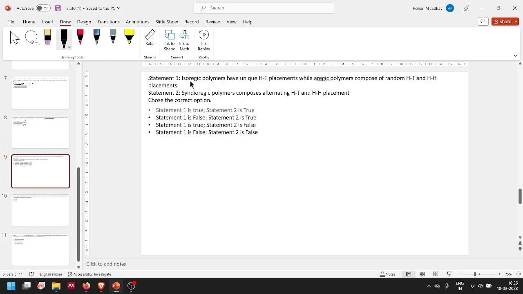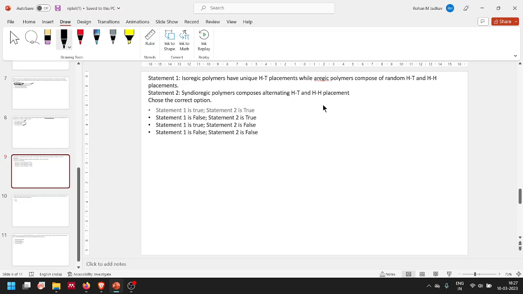So here we have: isotactic polymers have unique head-tail placements, while atactic polymers are composed of random head-tail and head-head placements. In statement 2, we have syndiotactic polymers composed of alternating head-tail and head-head placement. So you can imagine isotactic, atactic, and syndiotactic polymers with respect to their tacticity, how we defined tacticity in the earlier classes. In isotactic polymers, unique head-tail placement is observed.